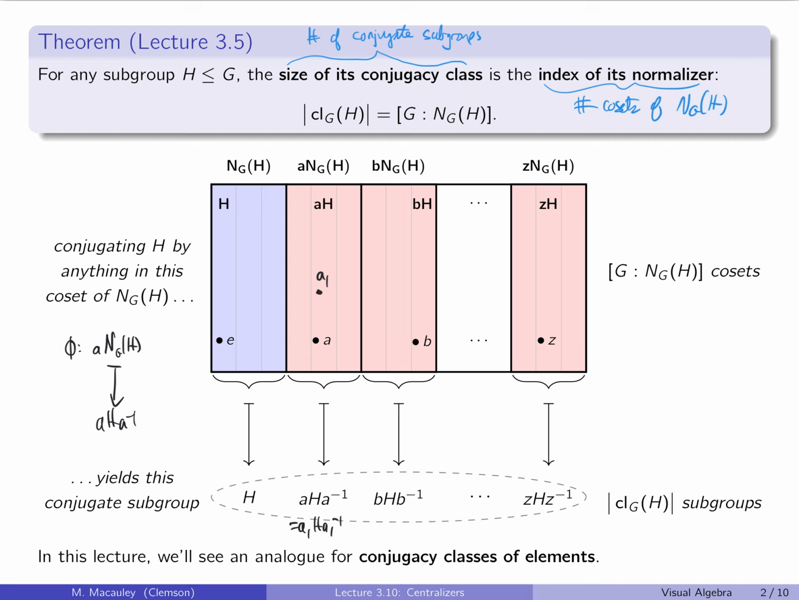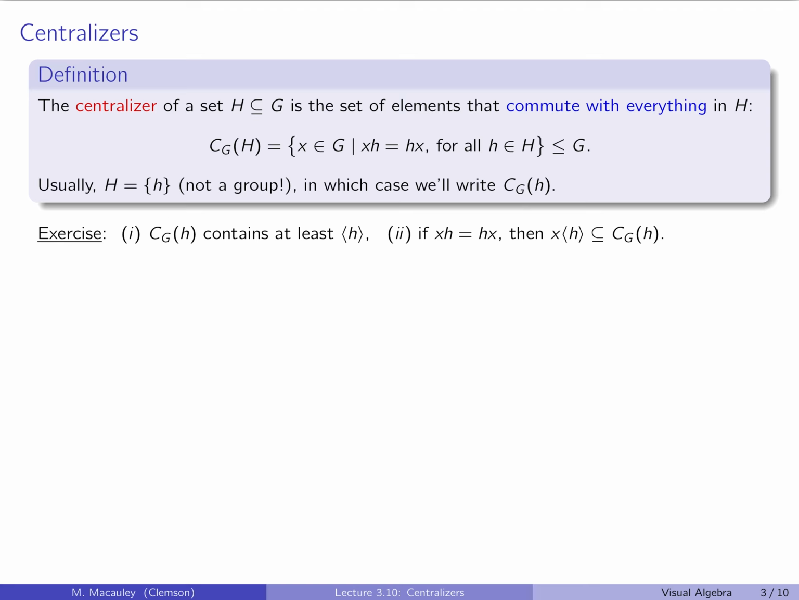In this lecture, we will see an analog of this for conjugacy classes of elements. Here's a key definition that we will need. The centralizer of a subset H of a group G, not necessarily a subgroup, is the set of elements that commute with everything in H. So here it is in set notation, the set of all x in G such that xh equals hx for all little h in big H. And I'll let you check as an exercise that this is indeed a subgroup of G, even if H is not a subgroup.